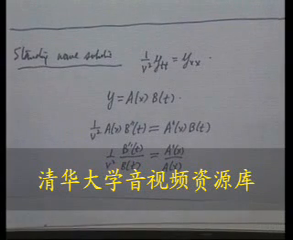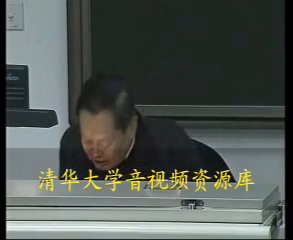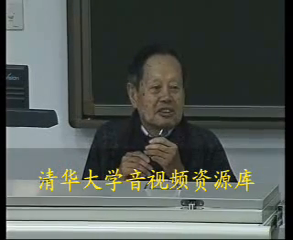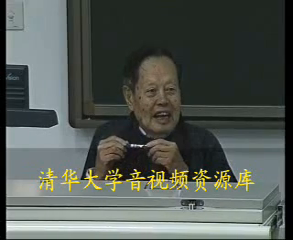Now, this is a very peculiar equation. On the left side, you have a function of t. On the right side, you have a function of x. And it's supposed to be valid for all values of x and all values of t.